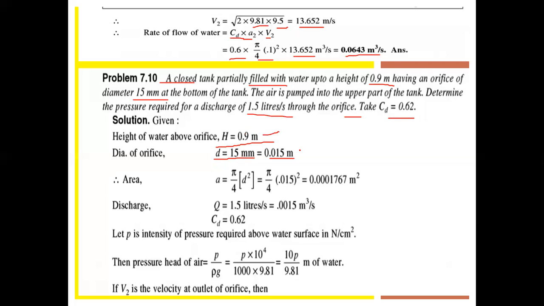So we know the h value, we know the d value, then find area A. A is equal to pi d square by 4, that is pi by 4 into 0.015 square, that is equal to this one. Now the discharge Q is equal to this one, CD is equal to 0.62. Then let P be the pressure intensity. Therefore, the pressure head of the air, the pressure energy, that is P by rho g. That is equal to P into 10 to the power of 4 divided by rho is equal to 1000, g is equal to 9.81. Therefore, 10P by 9.81 of water, right?